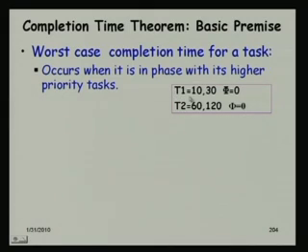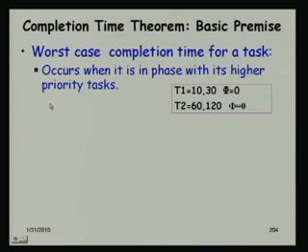T1 has an execution time of 10, a period of 30, a deadline of 30, and let us say a phase of 0. Another task, T2, has an execution time of 60, a period of 120 milliseconds, and a phase of 0. Now, which will have the higher priority between T1 and T2? Yes, T1 will have higher priority because it has a lower period, or higher frequency.